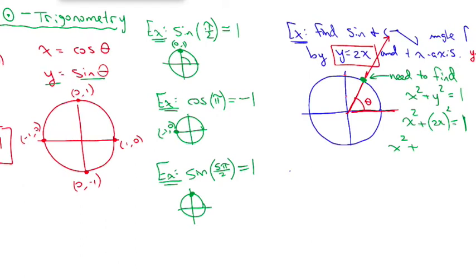What's 2x all squared? 4x squared. Okay. 4x squared plus x squared, you combine them, and you get 5x squared equals 1. And then you divide by 5, and you get x squared is equal to a fifth. And square root, so it's plus or minus. But in that quadrant, it has to be plus. So it'd be plus.